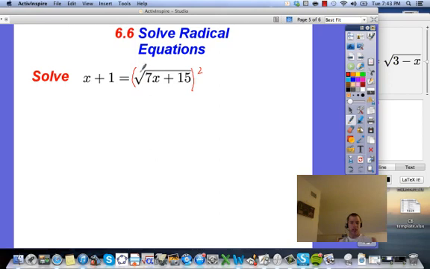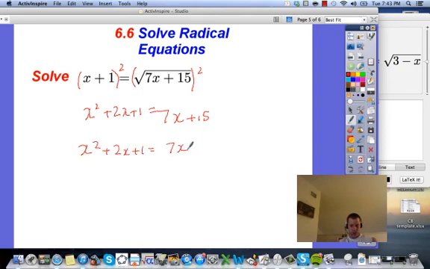There is no index here, so that's 2, which means it's a square root. So here's where you're automatically going to see this quadratic. Applying our rules, you're going to have x squared plus 2x plus 1 equal to 7x plus 15. Let me rewrite this so we can see it better: x squared plus 2x plus 1 equals 7x plus 15. Same thing as above, but this is too messy to see.